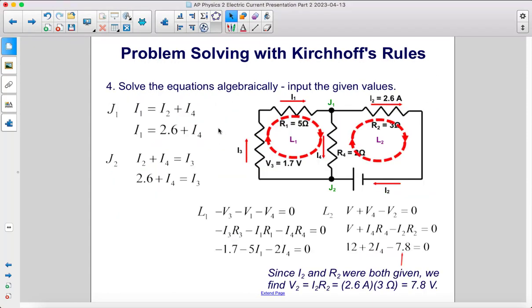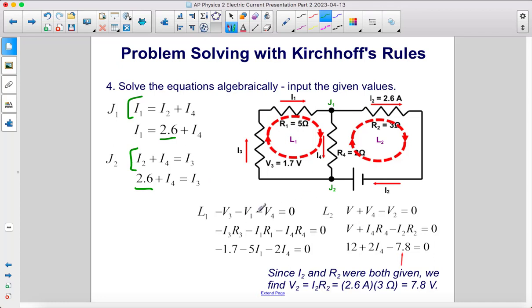All right, now it's time to solve the equations algebraically. So here are all of our equations. From the junction rule, we had this equation and this equation. And so we can plug in values, right? So what is the current through I2? It's 2.6 amps. So we can put 2.6 in there. We don't know I4 yet, but we can put 2.6 in there as well.